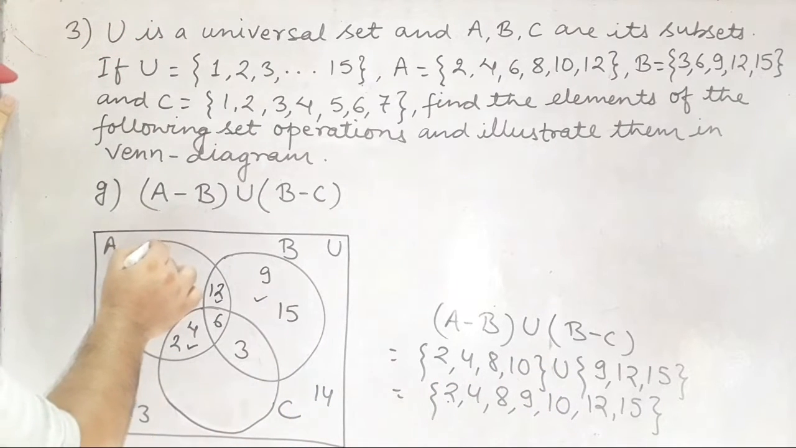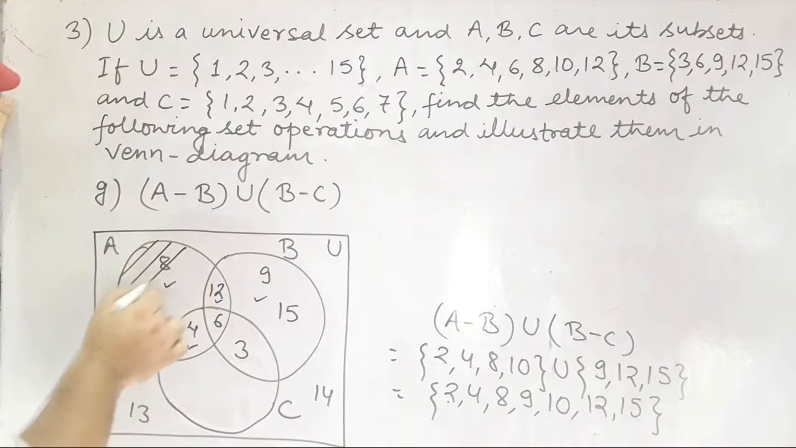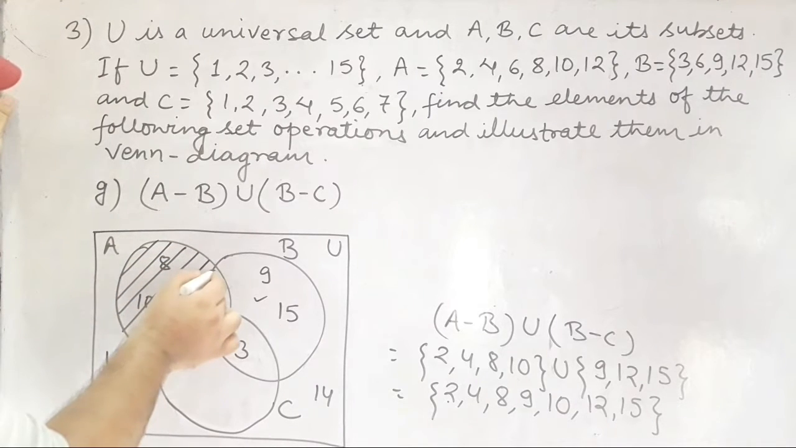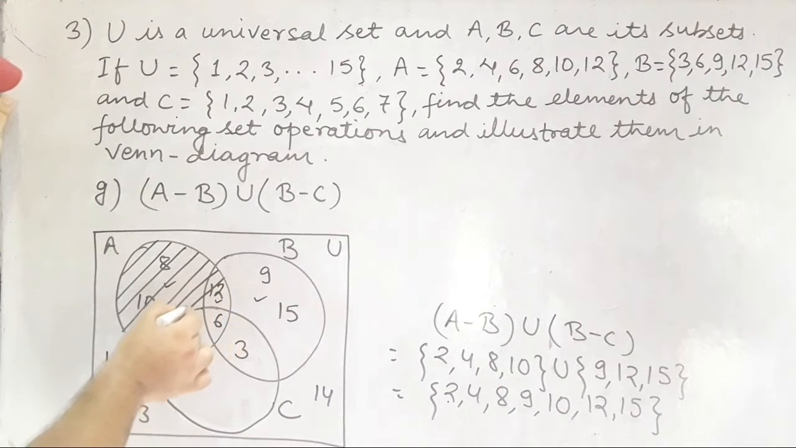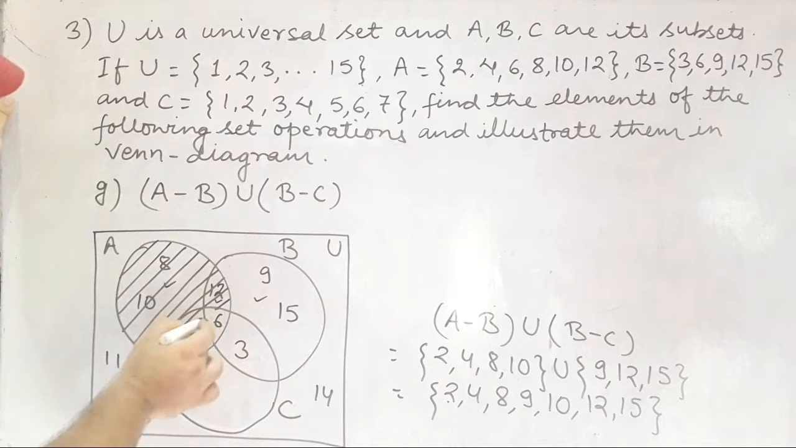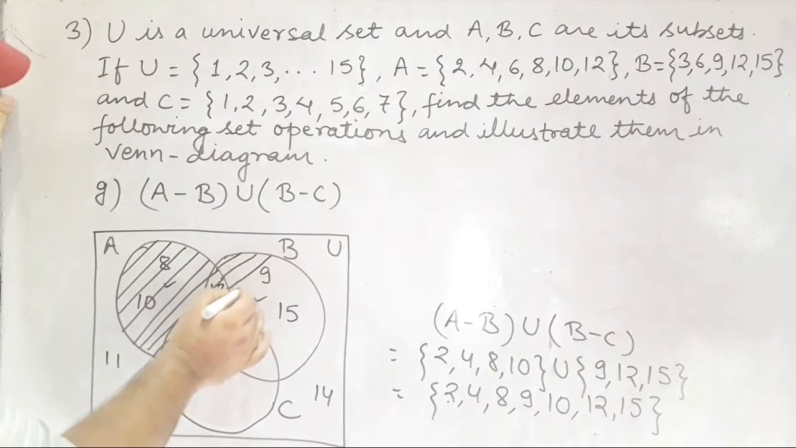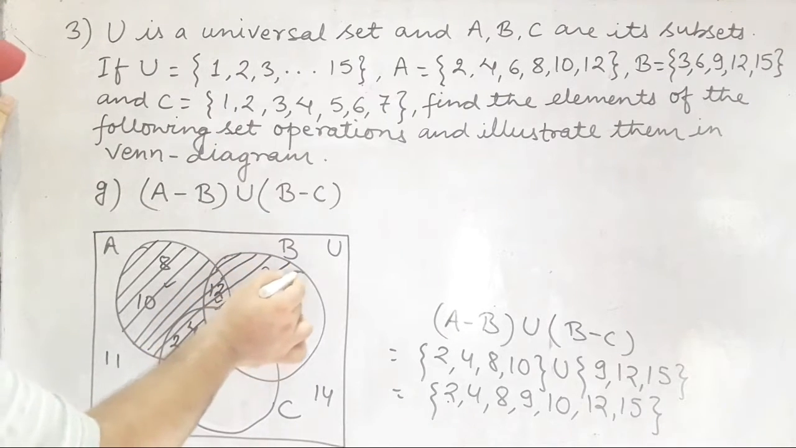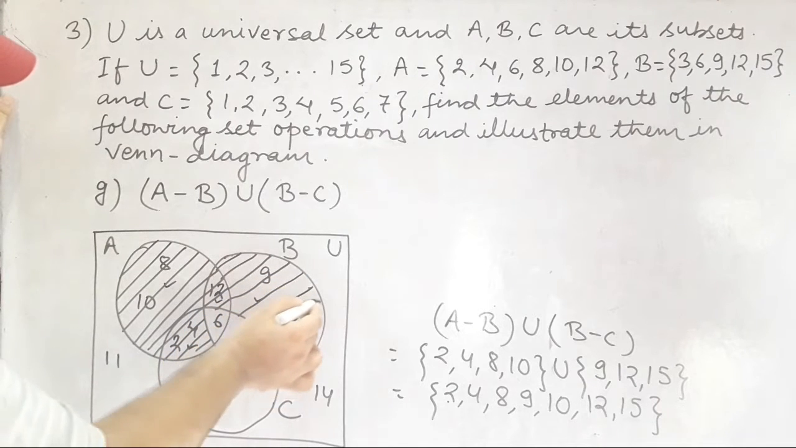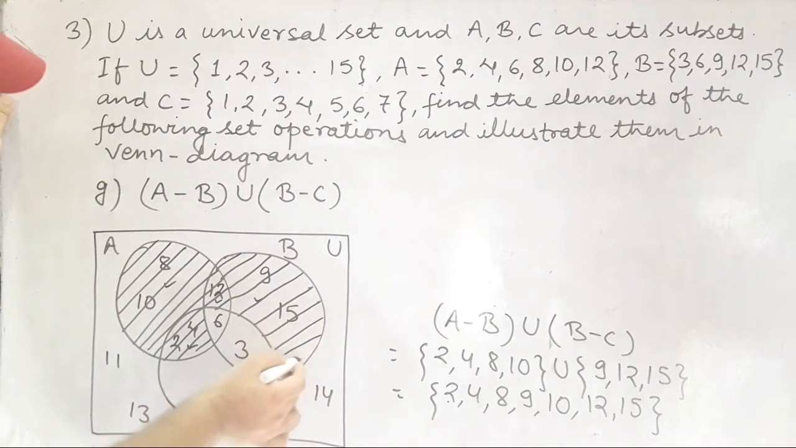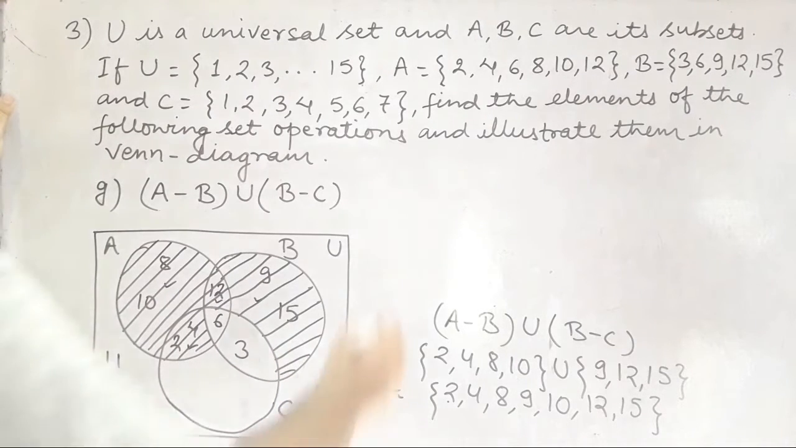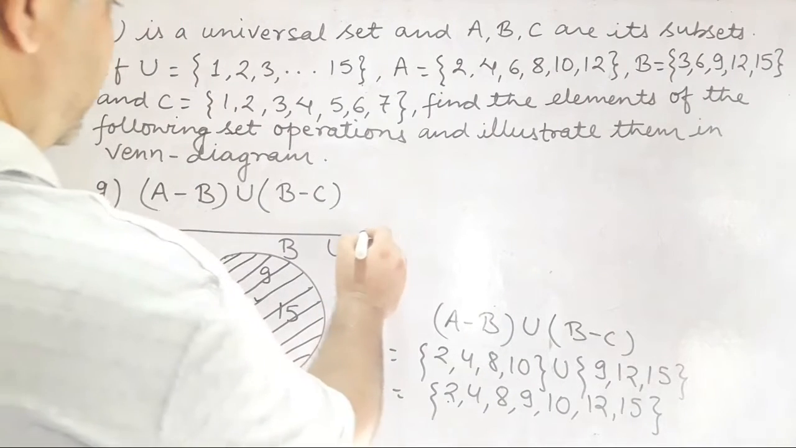Okay, let's shade. Take care while shading. Do not enter into other parts. Okay, I forgot to shade this part. This part also shall be shaded. Well, this is A minus B union B minus C.